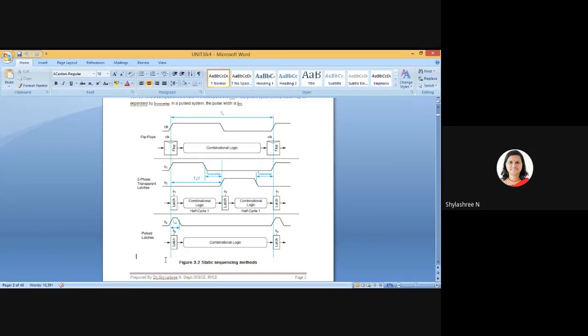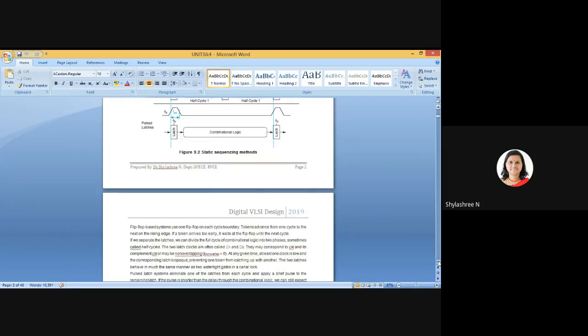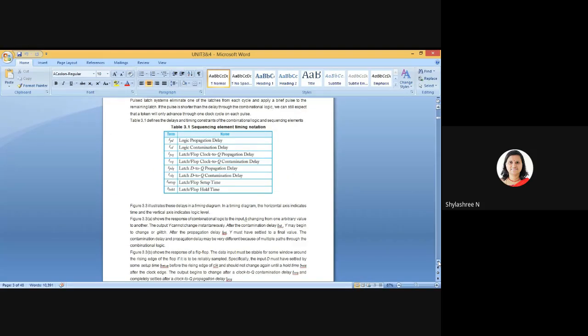But what are all the delays that come into the picture when we design this circuitry? TPD, propagation delay; TCD, logic contamination delay; TPCQ, latch or flop clock to Q propagation delay; TCCQ, latch or flop clock to Q contamination delay; TPDQ, latch D to Q propagation delay; TCDQ, latch D to Q contamination delay; T setup, latch or flop setup time; and T hold, latch or flop hold time. So these are all the delays that come into the picture when we design the sequencing static circuits.